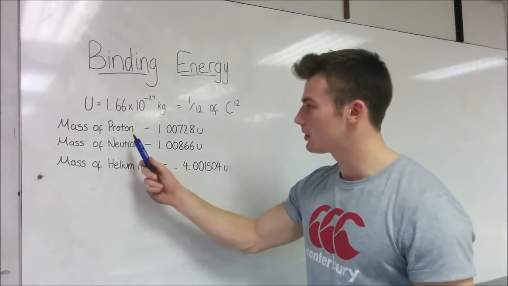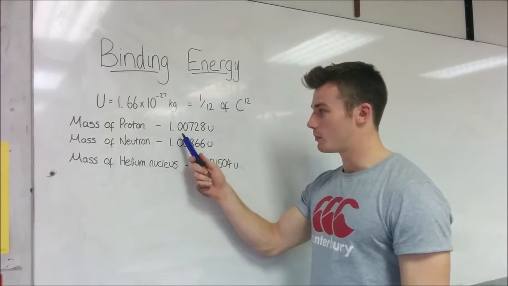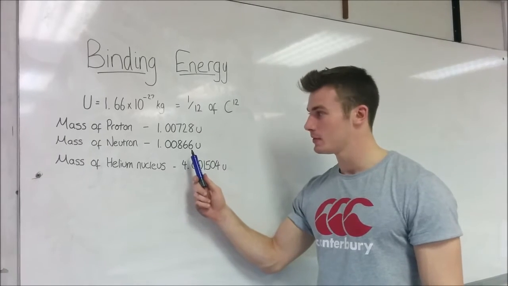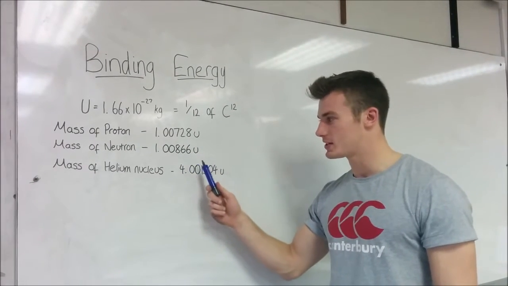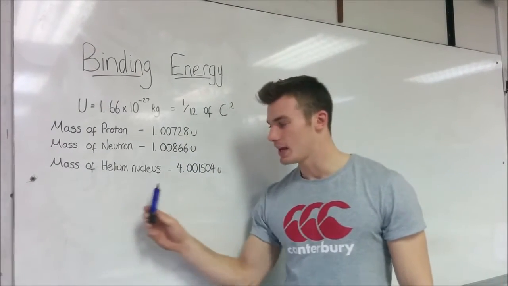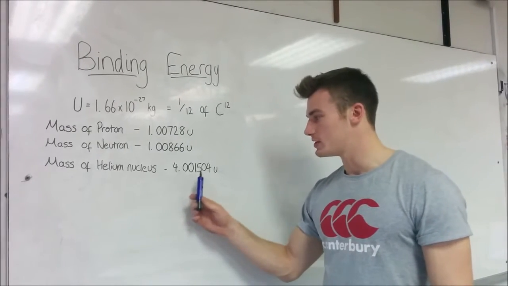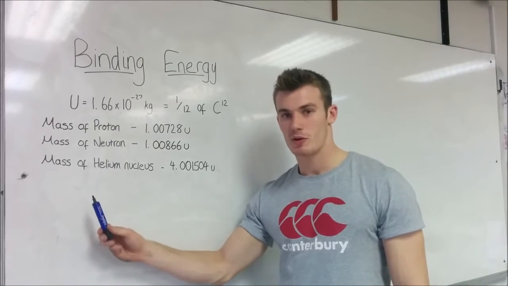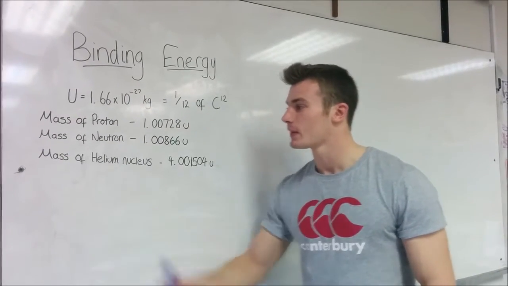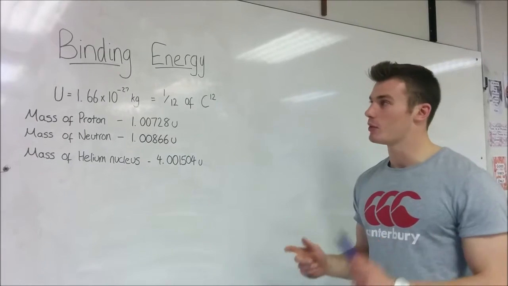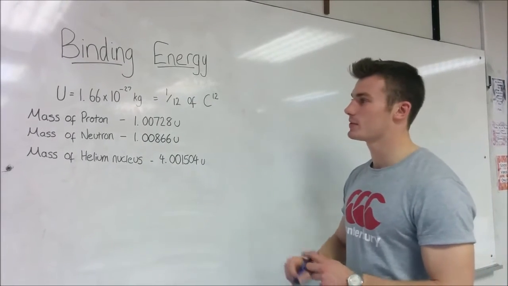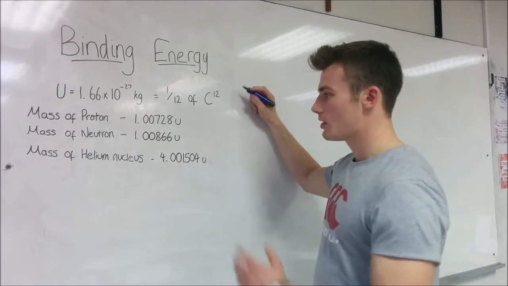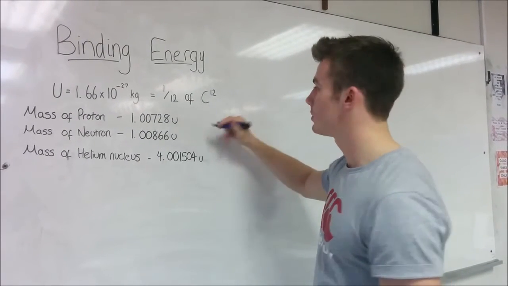The mass of a proton, in terms of U, is 1.00728. The mass of a neutron, in terms of U, is 1.00866. And the mass of a helium nucleus is 4.001504. Remember, that's got 2 protons and 2 neutrons in. Now what we're going to do is work out the binding energy of the helium nucleus. So to start, we need to add together the masses of the constituent nucleons.